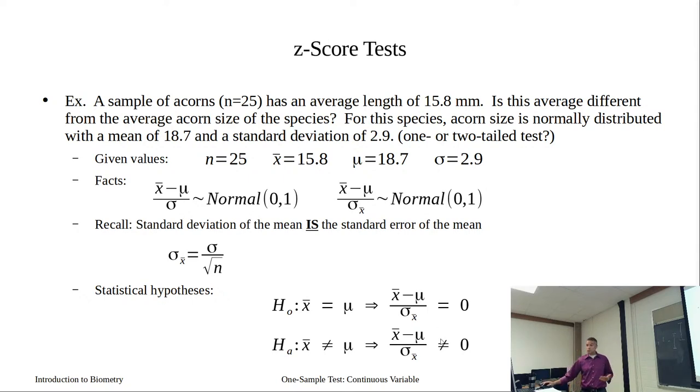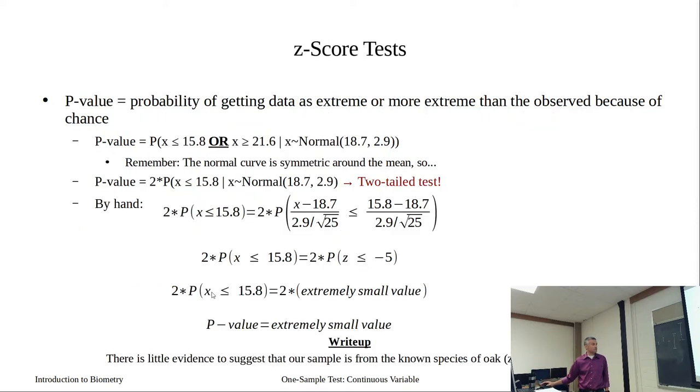If they're actually equal, every time we create a sample, we're going to get a slightly different value. So whatever observed z our sample gives us, how likely is it that we could get a value as extreme or more extreme just by chance alone? And that gives us the area under the curve. So this is what our p-value is doing.